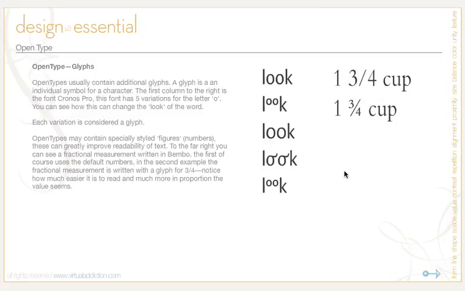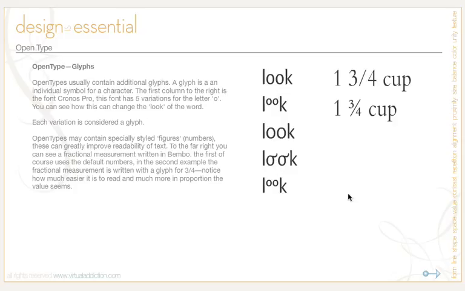Opentype glyphs. Opentype usually contains additional glyphs. A glyph is an individual symbol for a character. The first column to the right is the font Kronos Pro, the one we were just looking at. This font has 5 variations for the letter O, and you can see how this can change the look of a word. So all these are written with Kronos Pro, but you can see how the word looks much different depending on which O I decided to use. Each variation in this is considered a glyph.